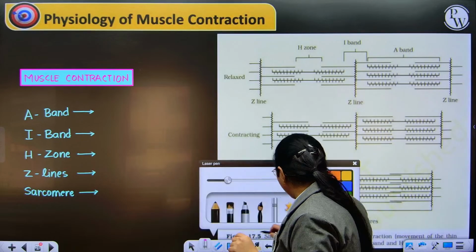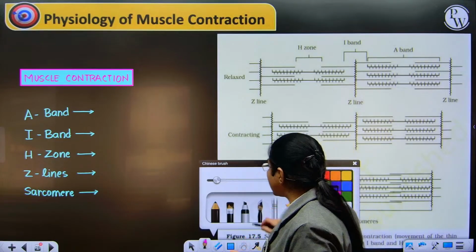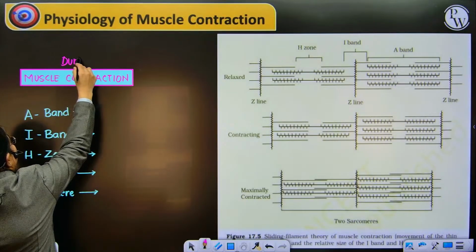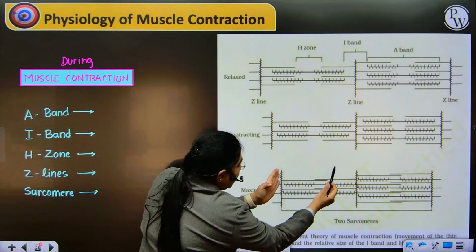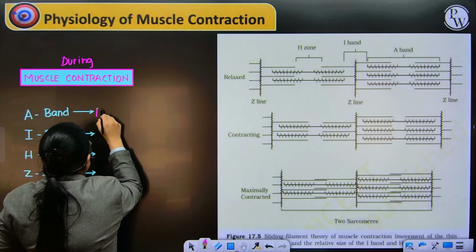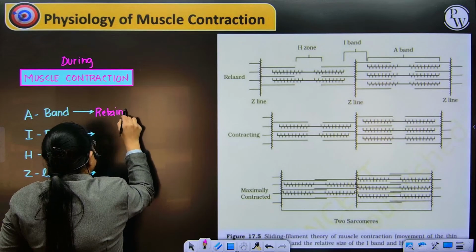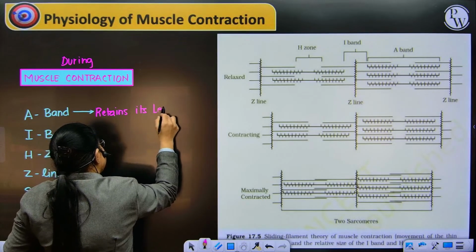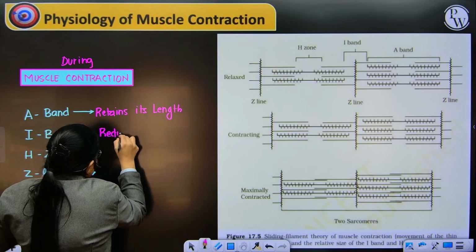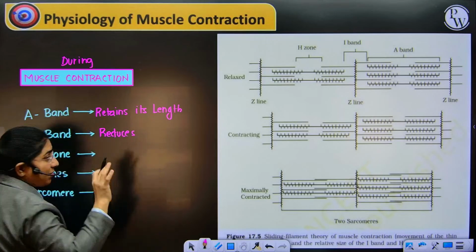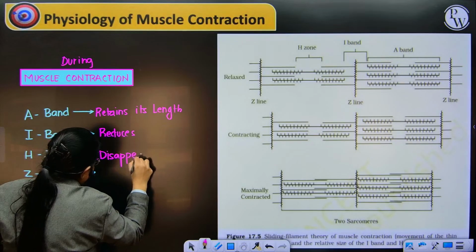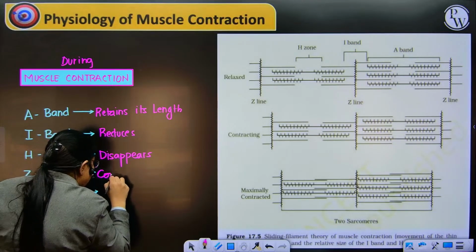So your MCQ comes where they will ask you that during muscle contraction, what happens to the A band? See here, the A band is retaining its length. There's nothing happening to the A band. The A band retains its length. The I band reduces. See, everything reduces except the A band. Remember it that way. The H zone reduces and disappears. Z lines come close to each other.